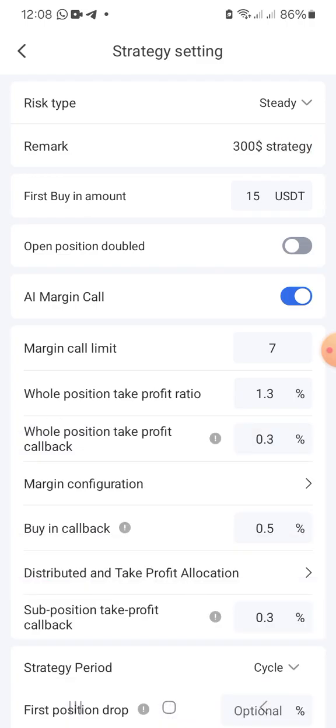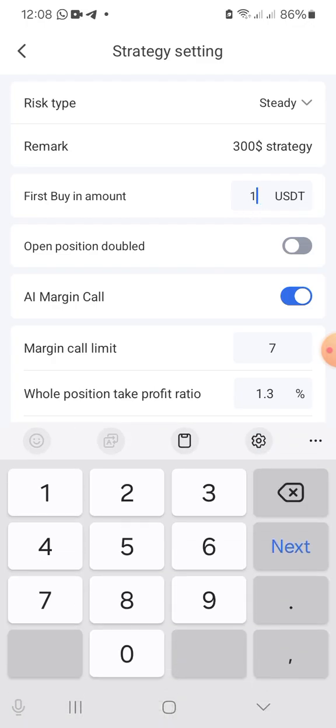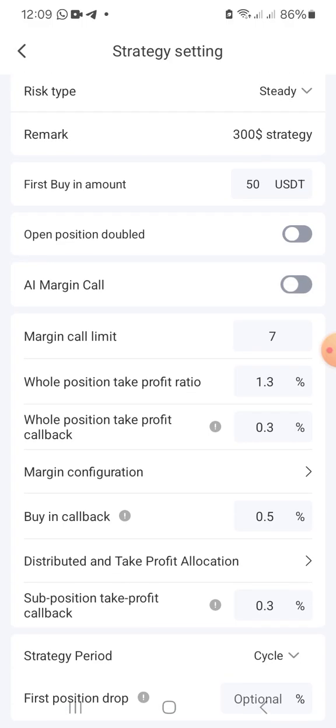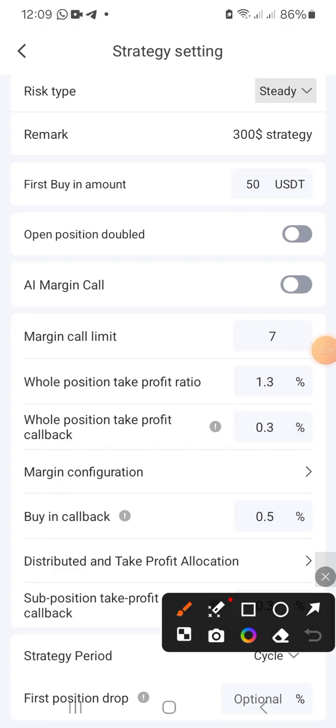All right, after setting the remark or the name of the strategy, in our strategy we are going to use $50 as our first buying amount, and we are going to switch off the AI margin call. Now, when it reaches the margin call limit, we are going to calculate. I want to put like $150 in the first 4 margin calls, and then the rest, $100, will go to the other margin calls from 5 and above.